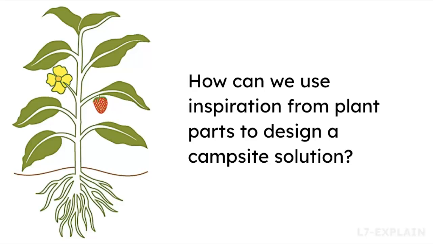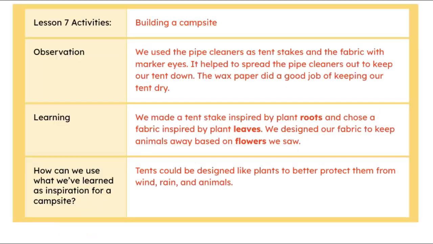In the Explain portion of the lesson, students will engage in a class discussion to share their findings from the campsite design solutions. Use the provided questions to guide your discussion around the question, how can we use inspiration from plant parts to design a campsite solution? The goal of this class discussion is to analyze and compare how students use the materials to design their solutions and to compare what worked or didn't work in their designs. You will use the discussion to create the Lesson 7 summary chart. From the discussion, students should understand that tents could be designed like plants to better protect from wind, rain, and animals.